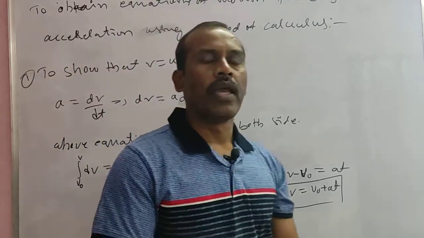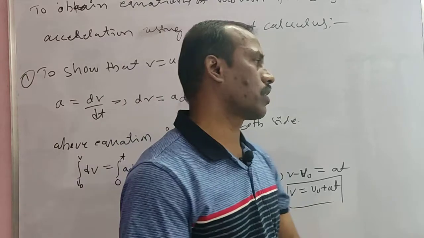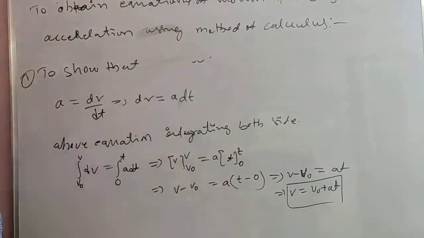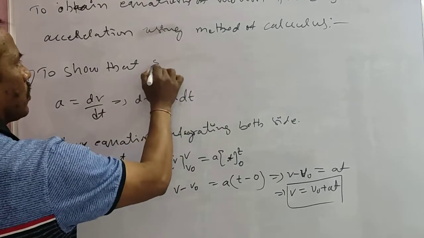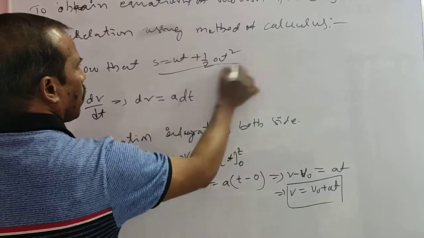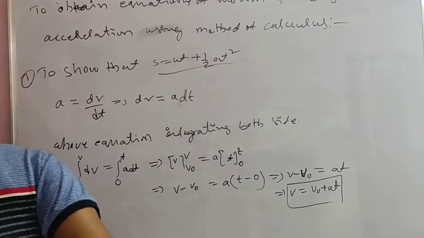Next one, s is equal to ut plus half at square. Show that s is equal to ut plus half at square. Note this one first of all.